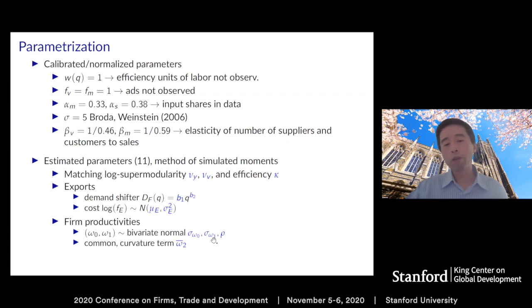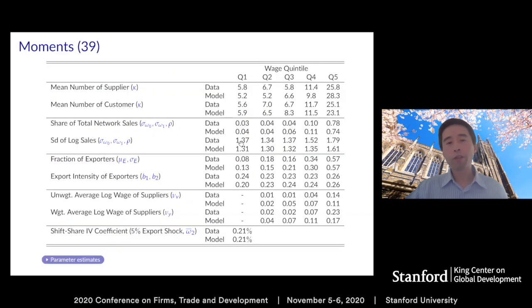These are just the bivariate normal coming from this omega zero and omega one, and the curvature term omega two is going to govern the technology choice of the firms. This turns out to be also a fairly crucial parameter that we will need to identify. So briefly about the identification of this model, we're going to use 39 moments.